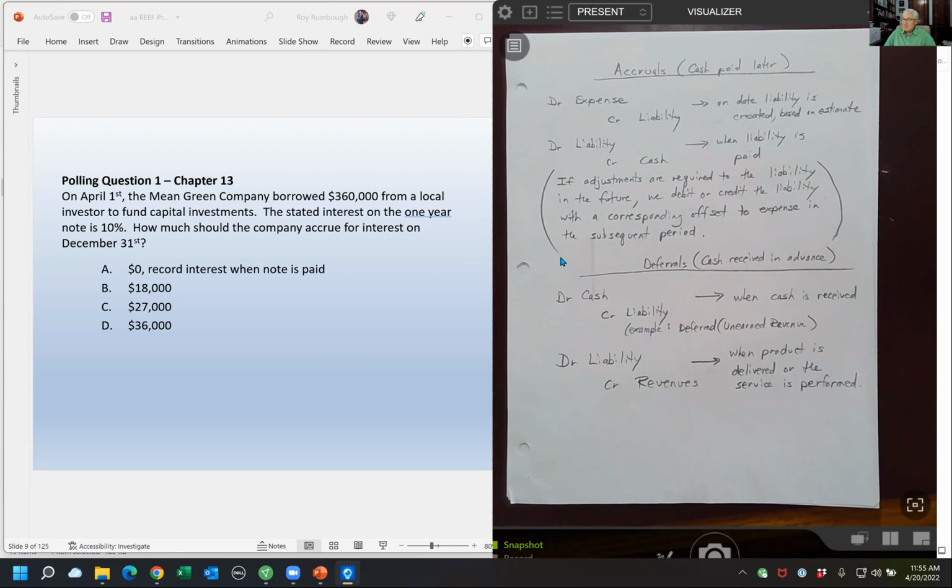We have two types of adjusting entries we're going to look at. One is what we call an accrual. The cash is going to be paid later, but we have an obligation now. Go back to the definition of a liability, right? Something has happened prior to the balance sheet date, we've received something or something has happened that's triggered an obligation as of the balance sheet date. And that obligation will be paid later, either in cash or we may have to do something, as we'll see in deferrals. So an accrual is when cash is going to be paid later.